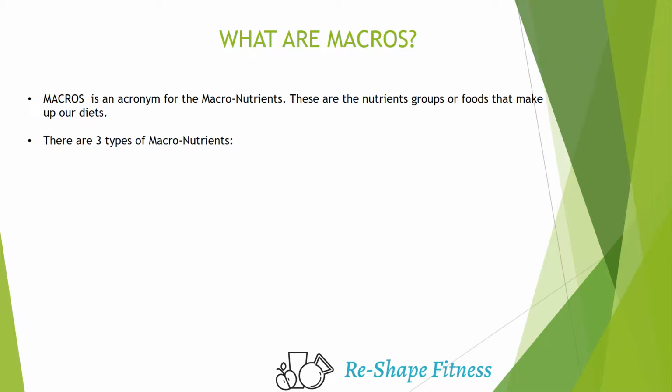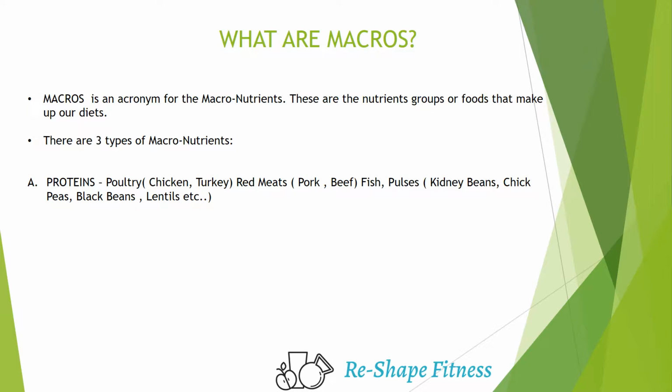The first one we're going to talk about is protein. What are types of protein? Basically poultry, chicken, turkey, red meats, pork, beef, fishes. And if you're a vegetarian, you're not going to go for the animal sources, but for the plant sources of protein, which are things like pulses, kidney beans, chickpeas, black beans, and lentils. Just to give you a few examples.